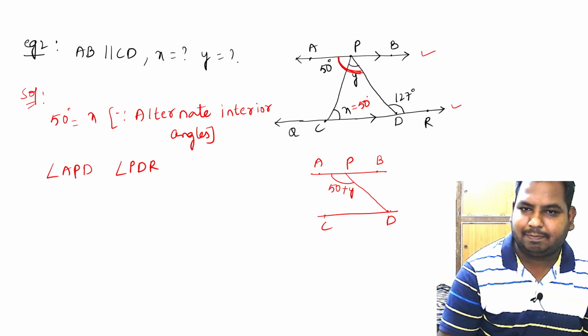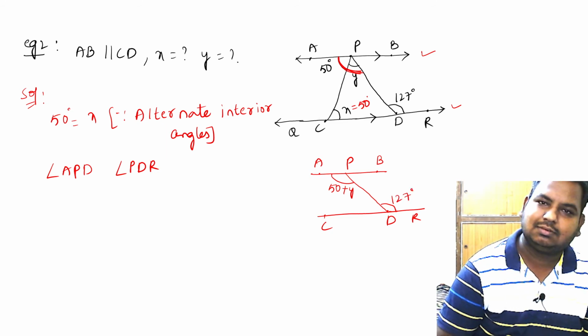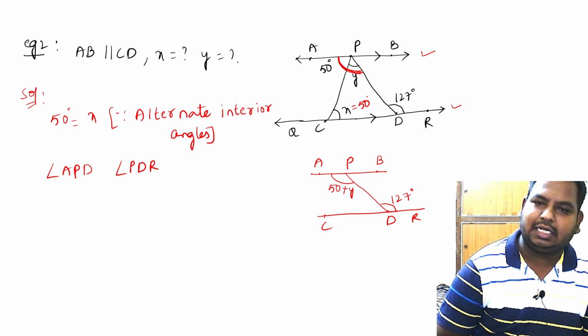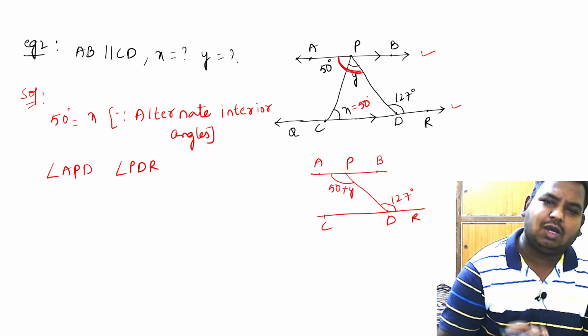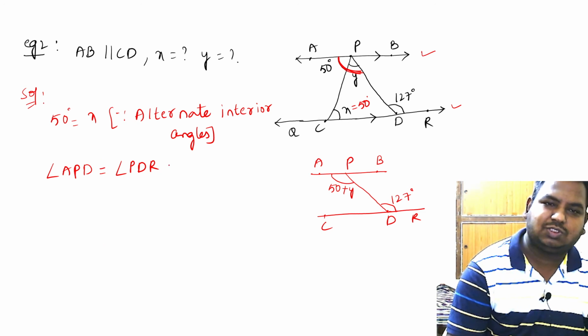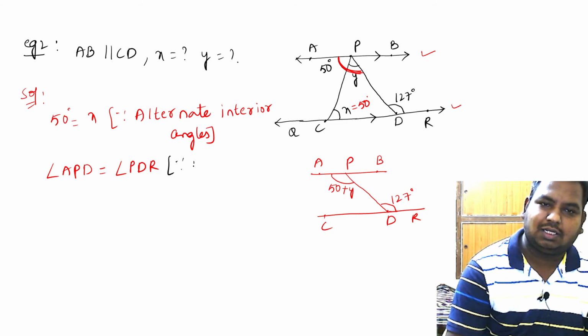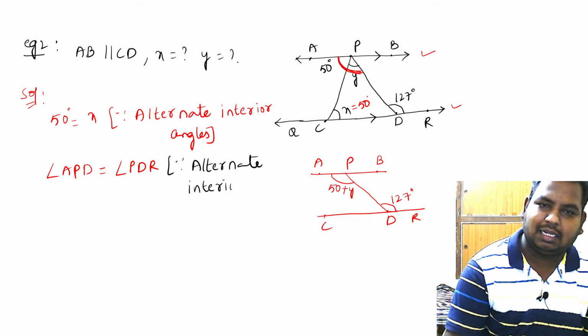Next, what is the measure of angle PDR? PDR is 127 degrees. So what kind of angles are these two angles? These two angles are again alternate interior angles. So if the lines are parallel, then alternate interior angles are equal. Angle APD will be equal to angle PDR, because these two angles are alternate interior angles and they are equal since the lines are parallel.